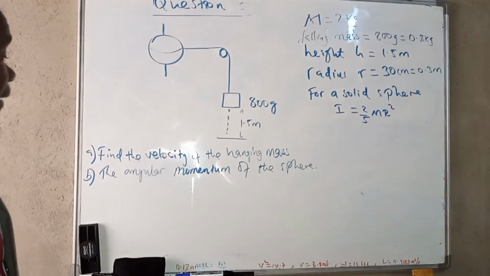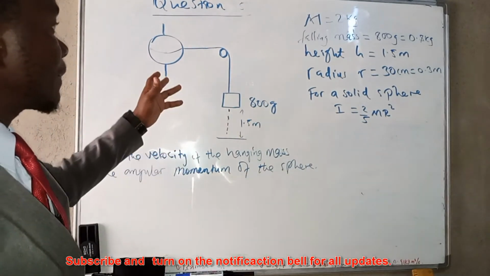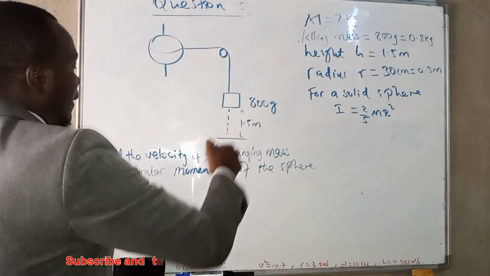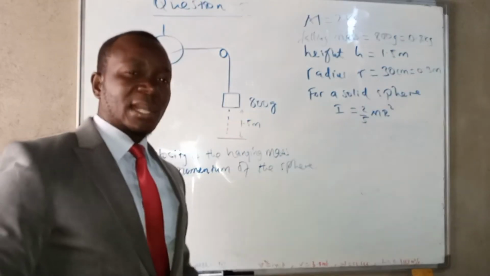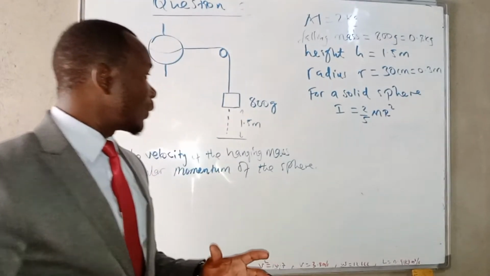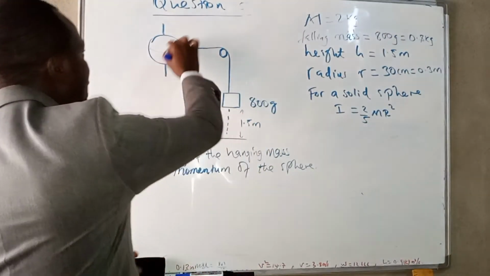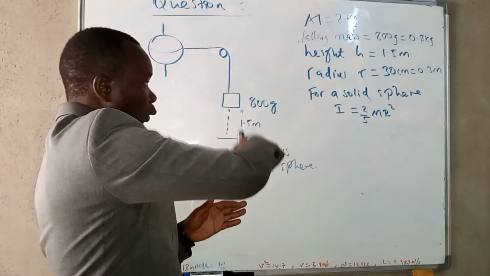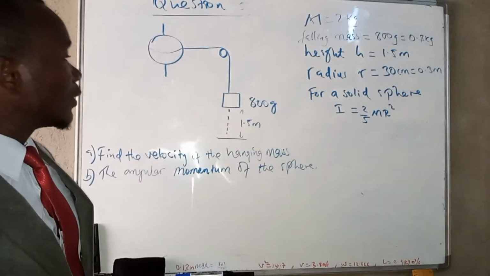We are at question number 5 in tutorial sheet number 7, which is under rotational motion. In this question, we've been given a solid sphere and a hanging mass. The hanging mass encompasses two concepts: it is rotating, and as it rotates, it is also covering some linear displacement as it falls.